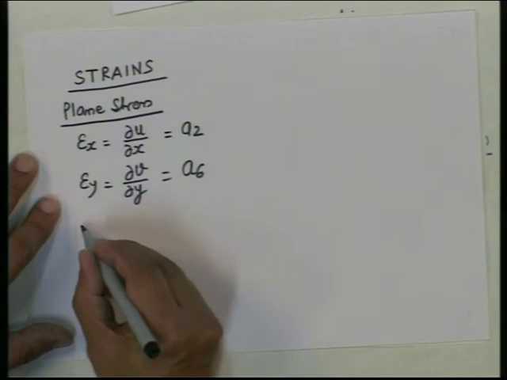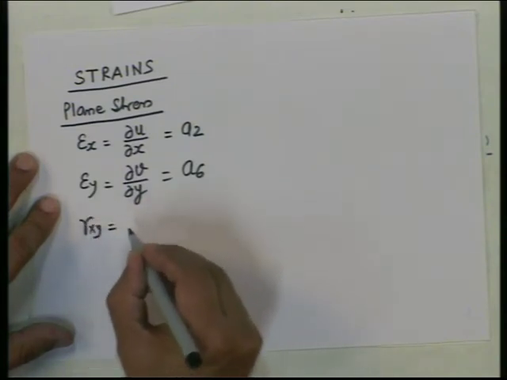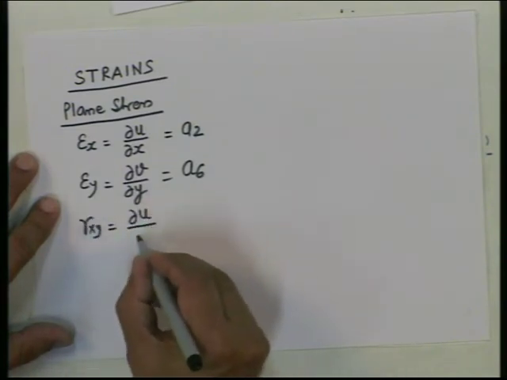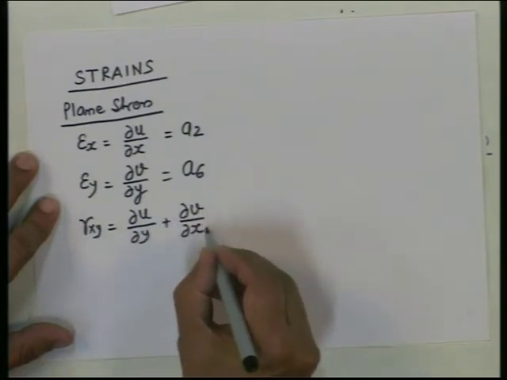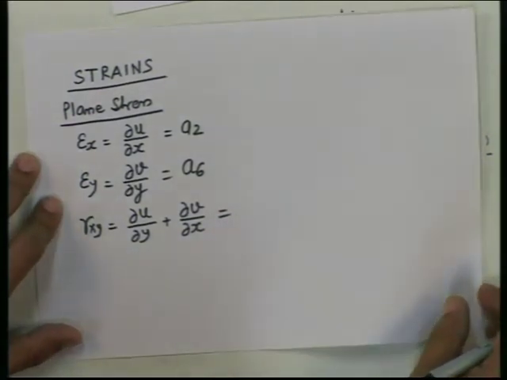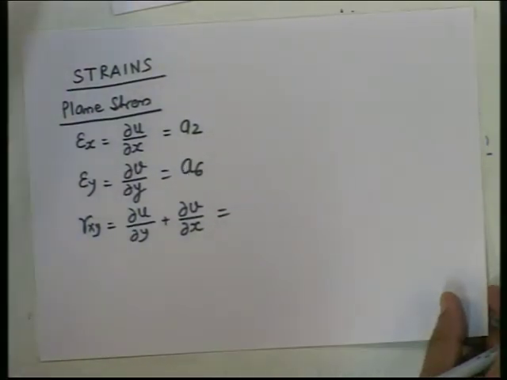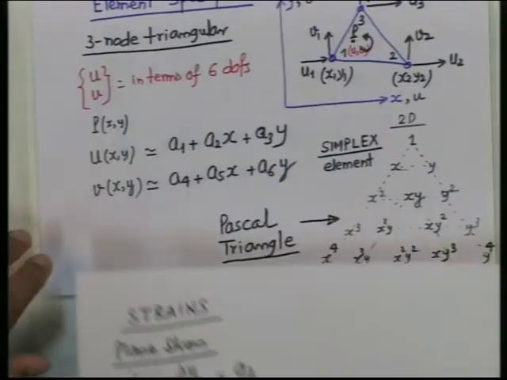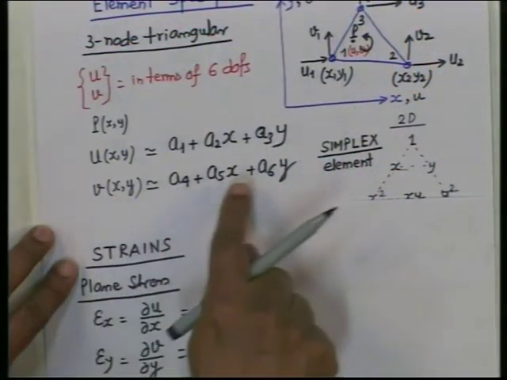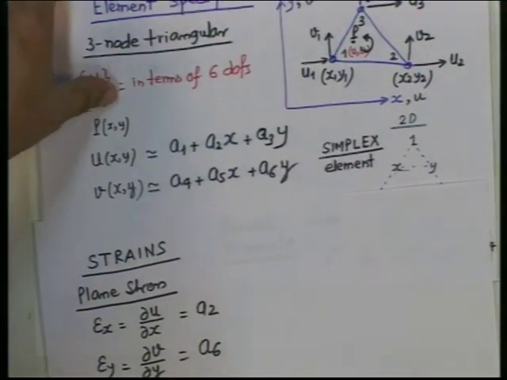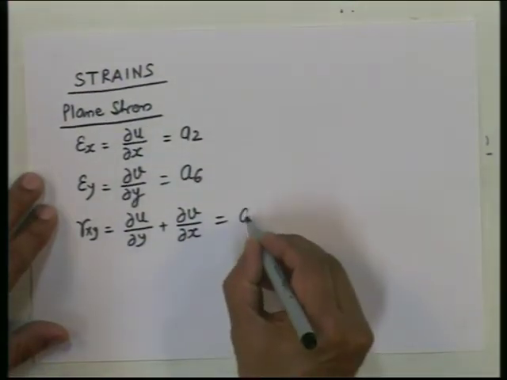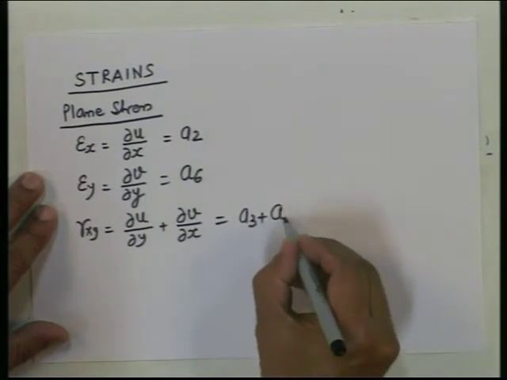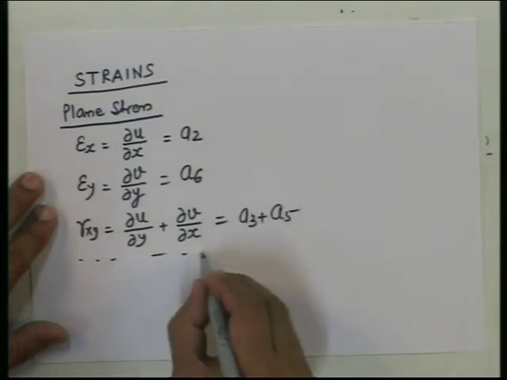And the third one is gamma xy, which is du by dy plus dv by dx. Du by dy is a3 and dv by dx is a5. So it is a3 plus a5. So, these are the independent strains.